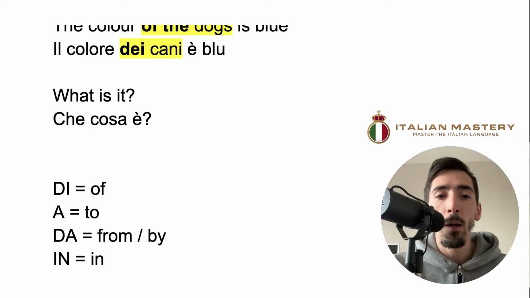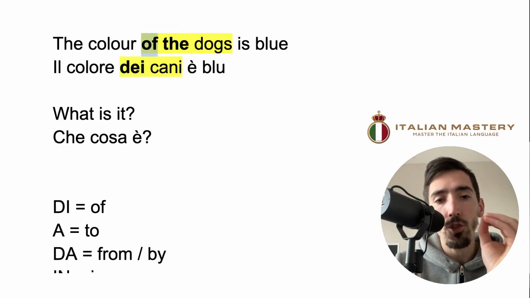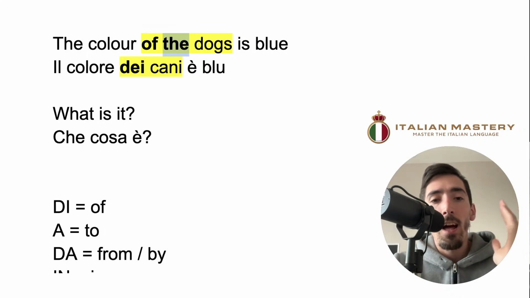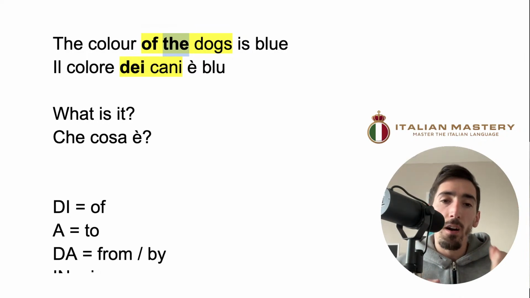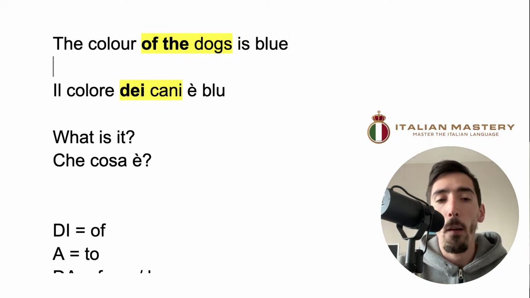They use this type of format. So they basically merge the preposition and the article, and they become one word. And this word is called complex preposition. Complex because the article and the preposition are merged together. So without that merging, it would be il colore di i cani.